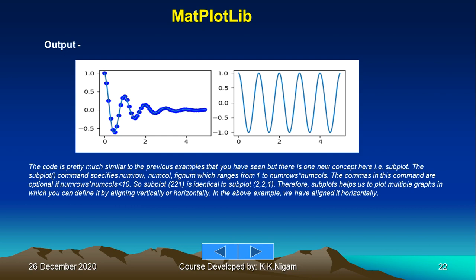Therefore, subplot helps us plot multiple graphs, which you can align vertically or horizontally. In the above example, we have aligned it horizontally, right? You can align it vertically or horizontally, but here, because we wanted it horizontally, we have aligned it that way. So this is the way you can create these kinds of plots if required. Of course, normally these kinds of plots are not very common, but if you need it, you can definitely go for it. That is how you can create a variety of plots, and more plots you can learn when you go to Seaborn or maybe heatmaps. You can learn other types of plots also.